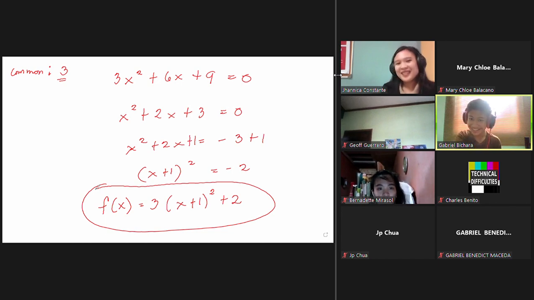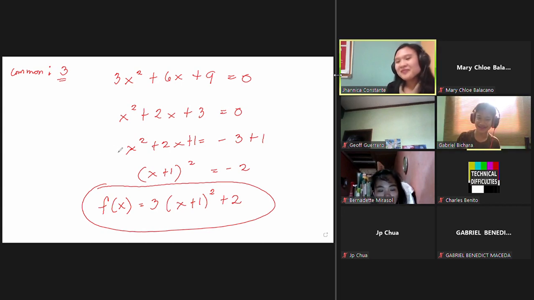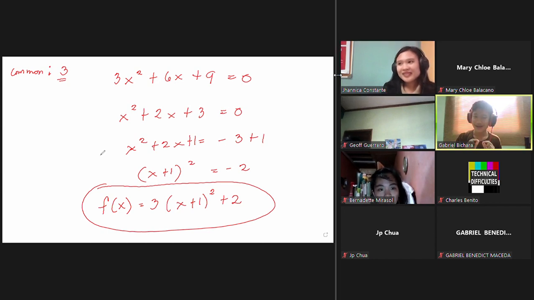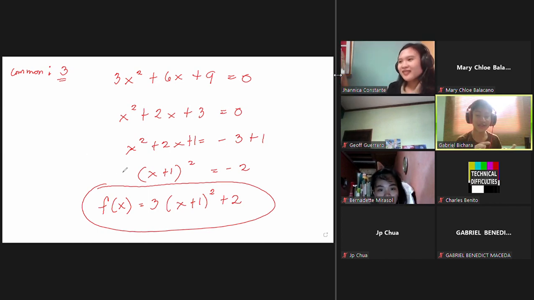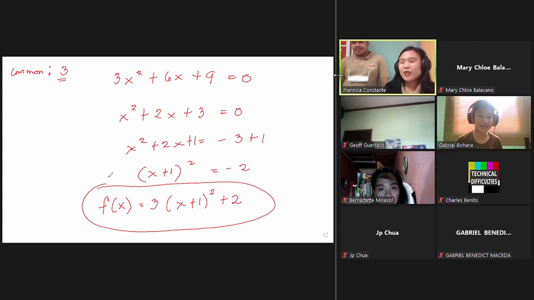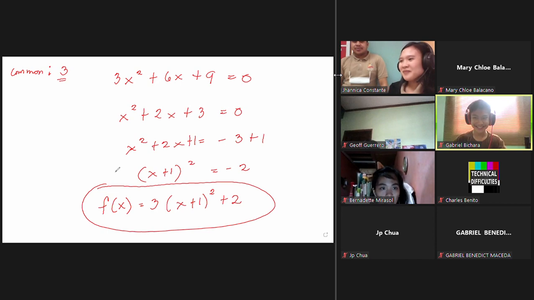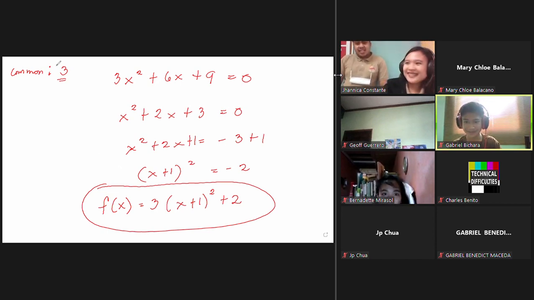That third equation from the top, x squared plus 2x plus 1 equals negative 3 plus 1. Do we divide the middle term coefficient by 2 and square, or just divide by 2? Divide by 2 and then square. But if there is no common factor, do we just divide by 2? No, you divide it by 2 and then square also. Okay. Completing the square, it's so easy.